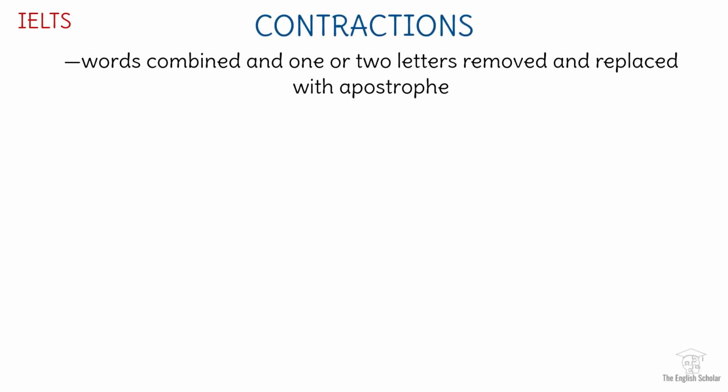Contractions are a shortened form of two words created by combining them and replacing one or more letters with an apostrophe. For example, you and are. You is a second person pronoun, and are is a linking verb. To make a contraction, we remove the letter A and replace it with an apostrophe.